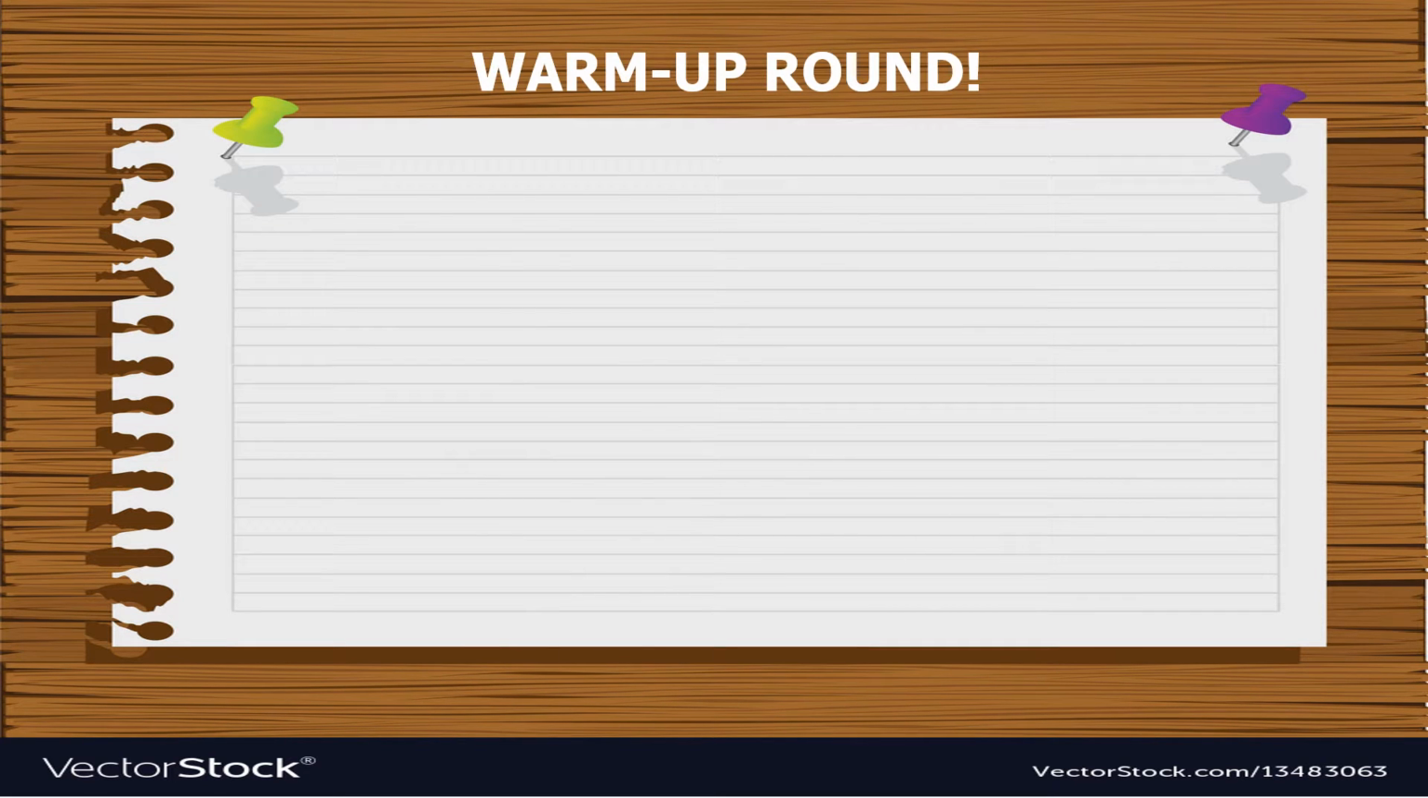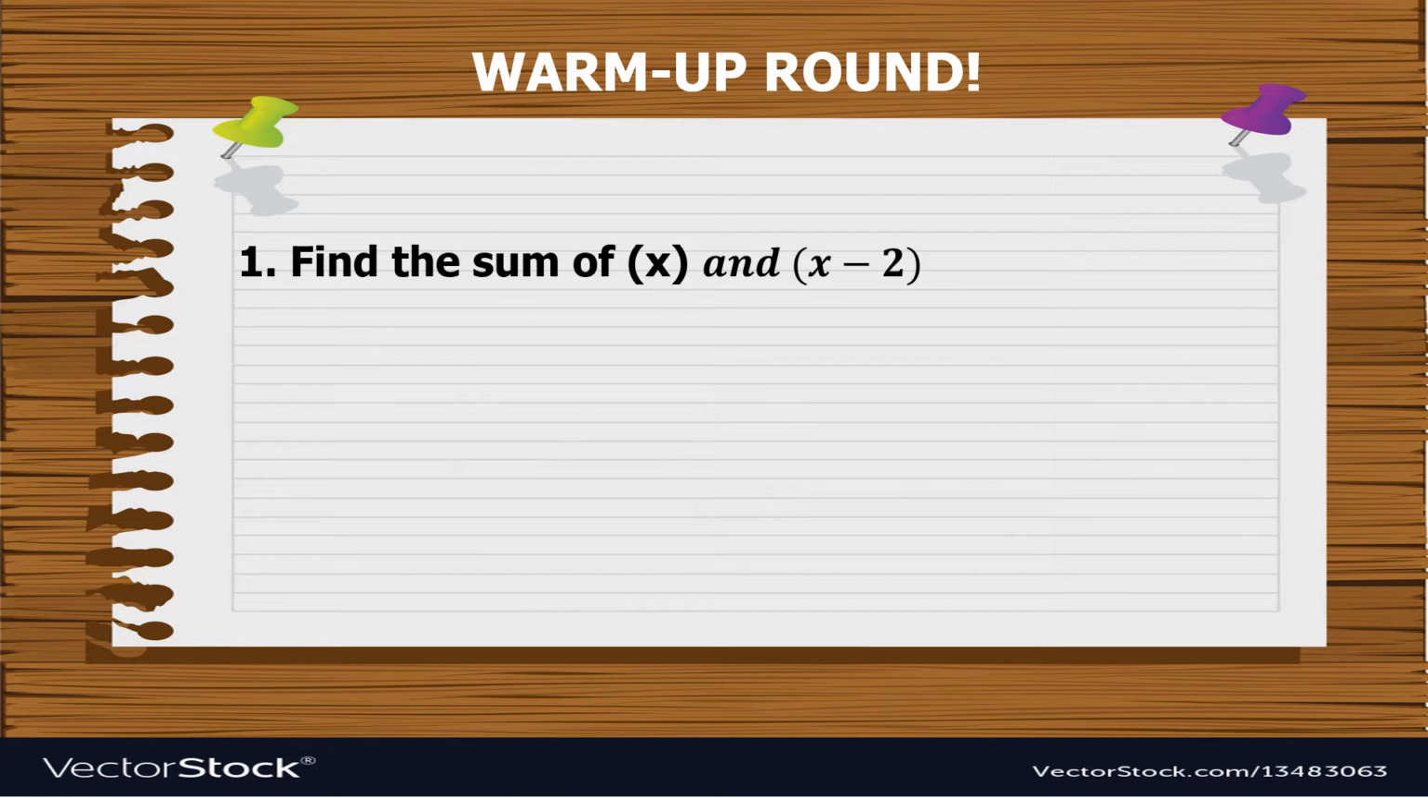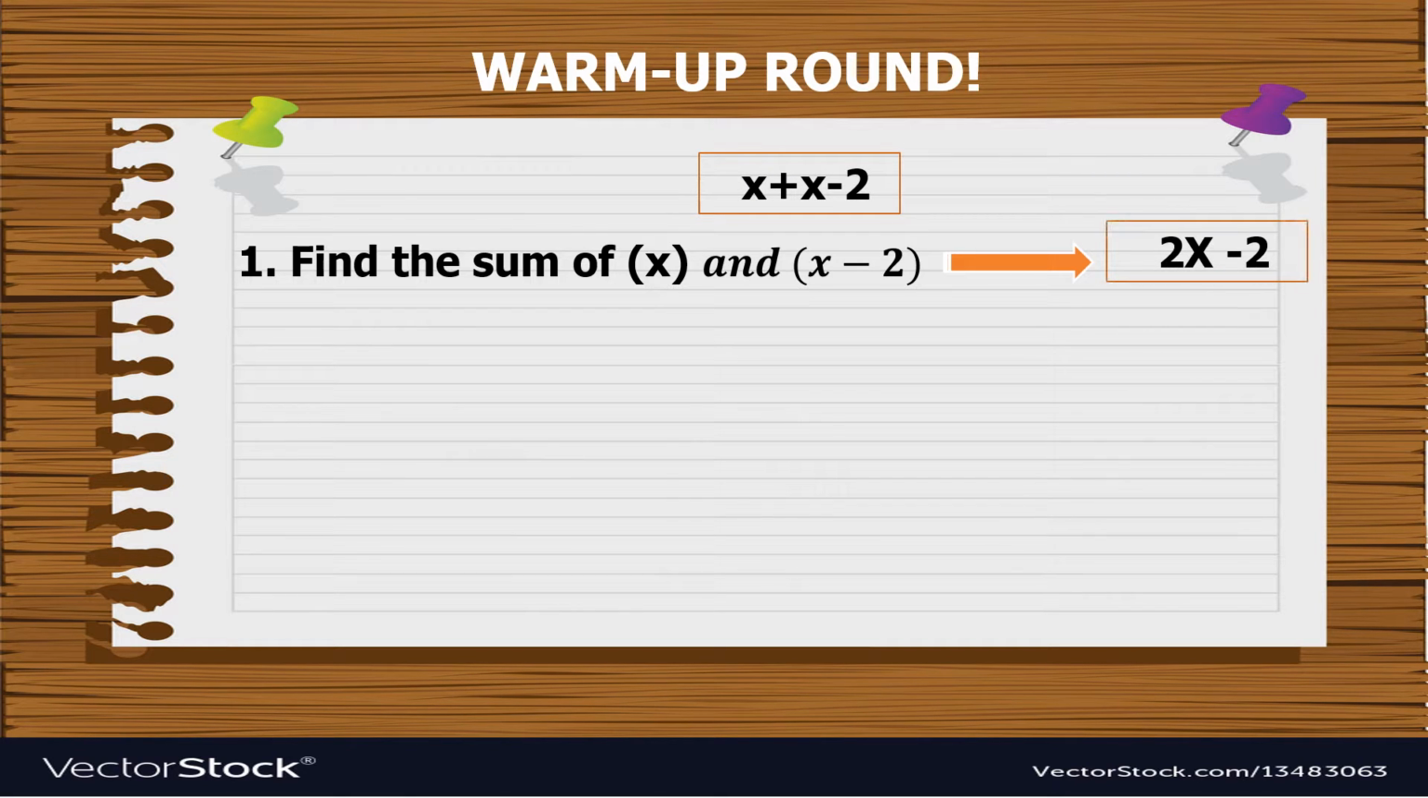For our warm-up round, you are tasked to find the sum, difference, product, and quotient of the given expressions. To start, find the sum of x and x minus 2. Combining like terms, the sum is 2x minus 2.